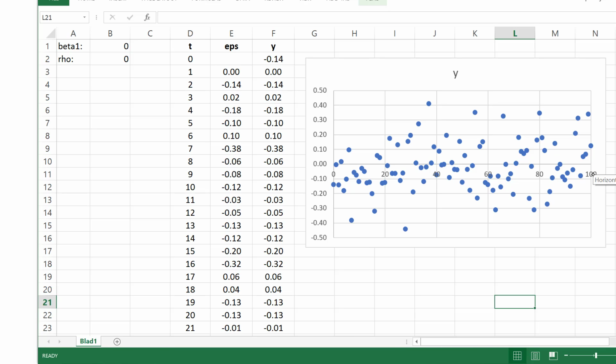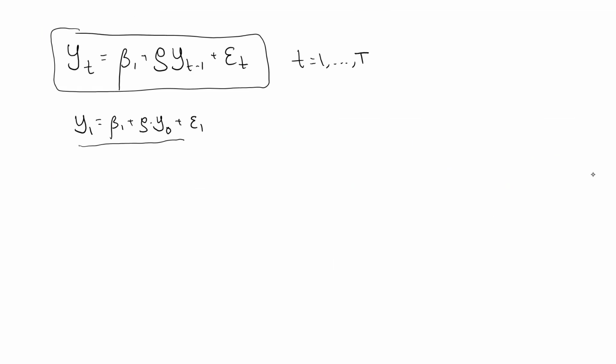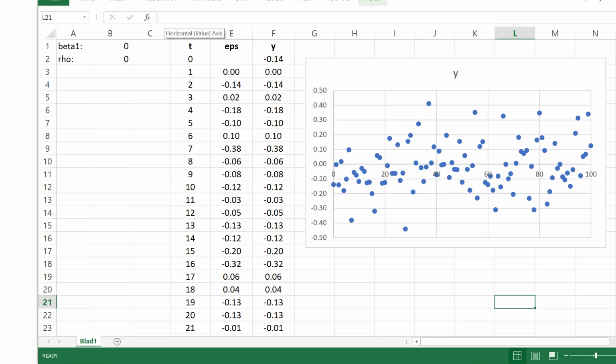This is kind of a trivial and non-interesting AR1 process because beta 1 is 0, and rho is 0. And if you look at the AR1 process, if I set this to 0 and this to 0, it just is that yt is equal to epsilon t. So yt here is just white noise. But there is an important lesson to learn from that, and that is that white noise is actually an AR1 process. If you like, a trivial AR1 process.